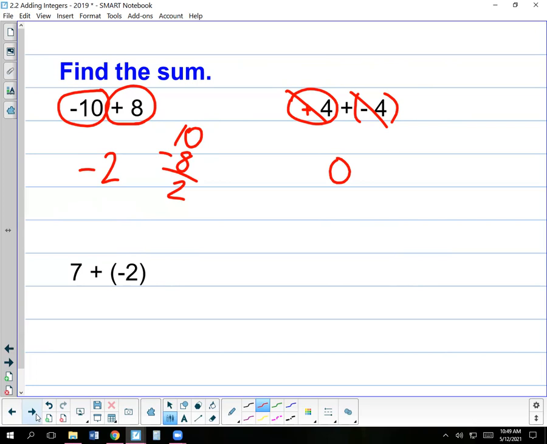Now, this one. I got 7 positives, and I got 2 negatives. Who's winning the battle? More positives, right? By how many? 5. Because you would take the difference of the 2. Do I have to put a plus sign there? No, I do it just so that I remember, I pay attention to my sign. I remembered what the sign was. Questions there? Not a hard concept.